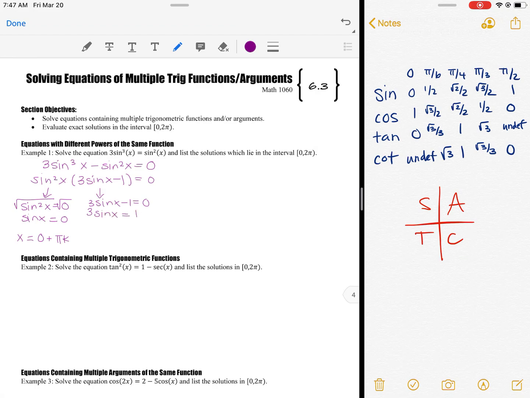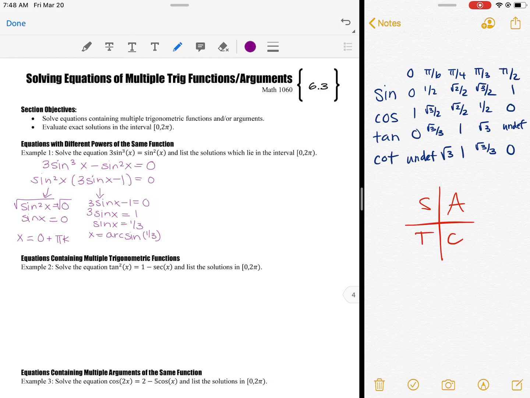Okay, for this one, let's start getting sine of x all alone. So we're going to keep the 3, but add the 1 to the other side. And then we'll divide by 3. So now, how do you solve that? Well, remember we do our arc sine, so x equals arc sine of a third.